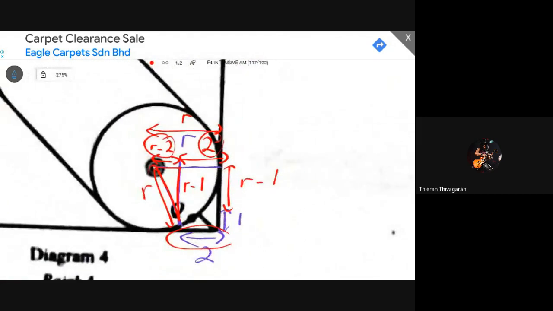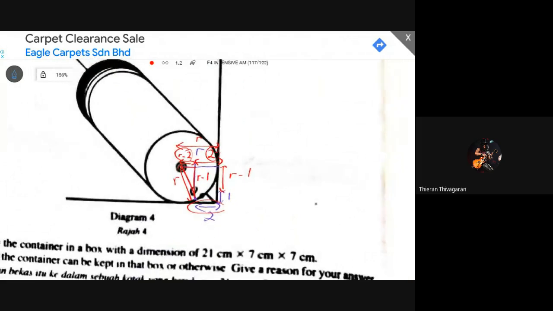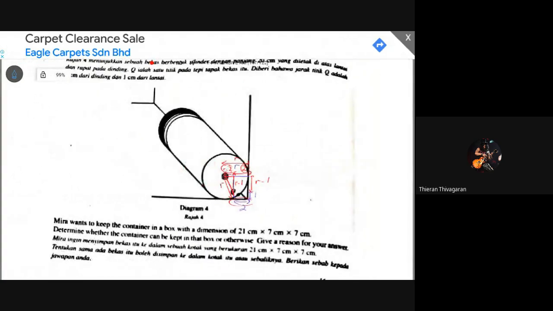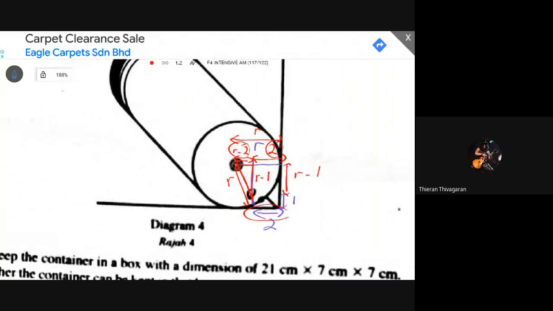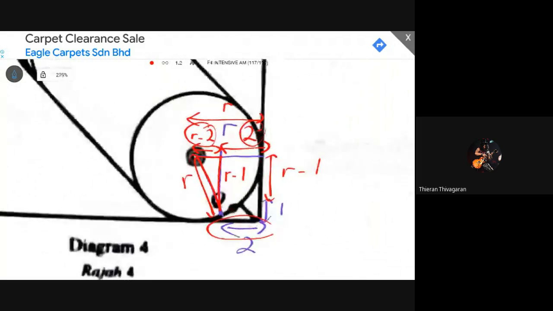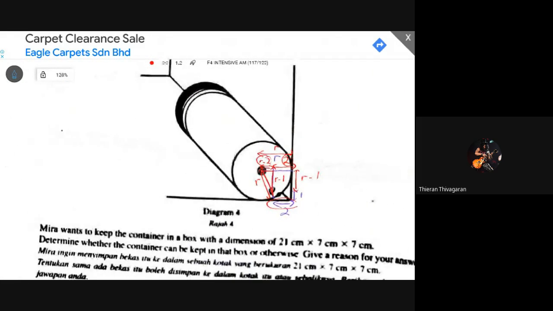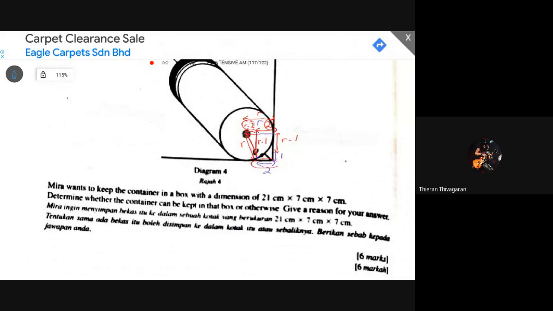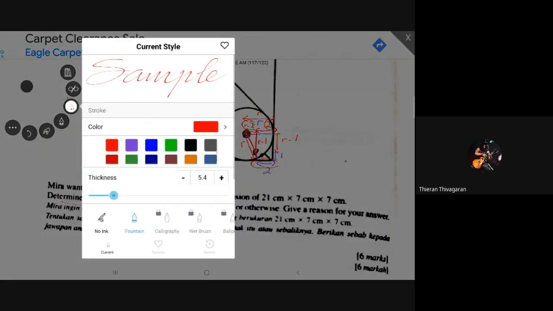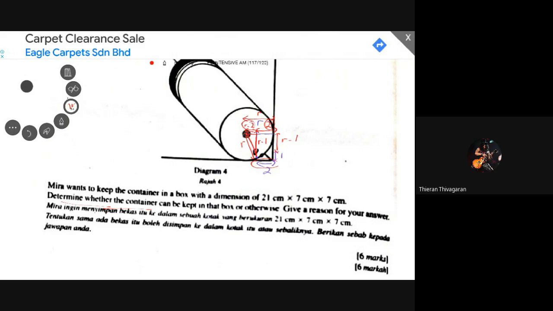This question I think make a lot of students feel difficult in the SPM this year. Bolehkah ambil R-1 terus? Kamu kena tengok soalan, Aiman. Now they want you to determine whether the container can be kept in the box. Mereka nak tahu bentuk silinder ni muat tak dalam satu kotak? Does it fit or not? This is what the question want.